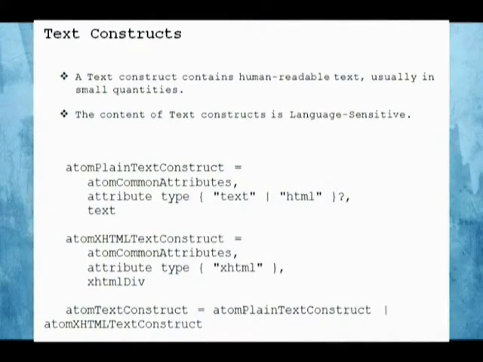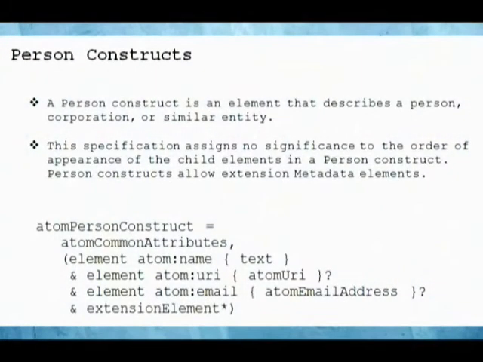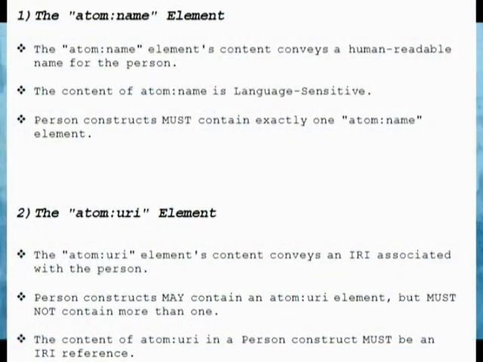Text constructs. A text construct contains human-readable text, usually in small quantities. The content of a text construct is language sensitive. Person constructs. A person construct is an element that describes a person, corporation, or similar entity. This specification assigns no significance to the order of appearance of the child elements in a person construct. Person constructs allow extension metadata elements.